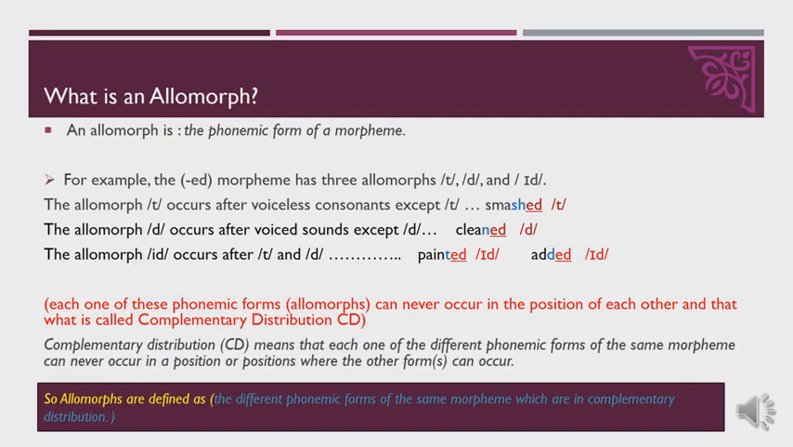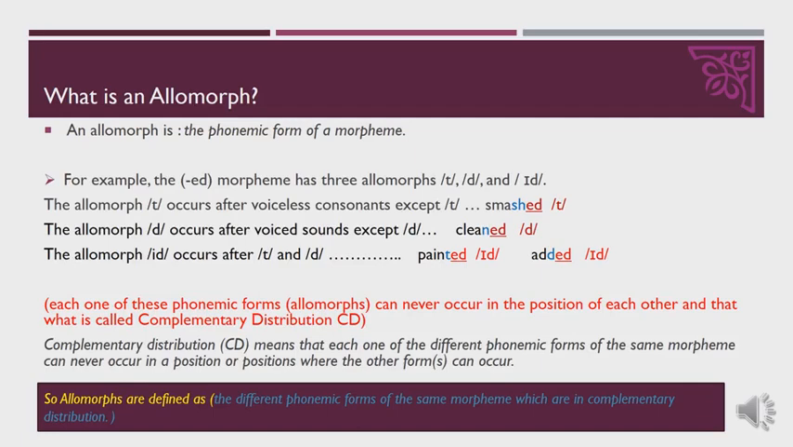On the paper, on the screen, it is a morpheme. But when we pronounce it, it is called an allomorph. So the allomorph is the phonemic form of a morpheme. It is the pronunciation of a morpheme.